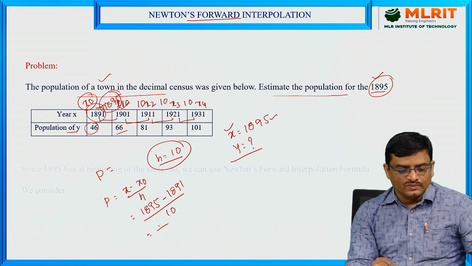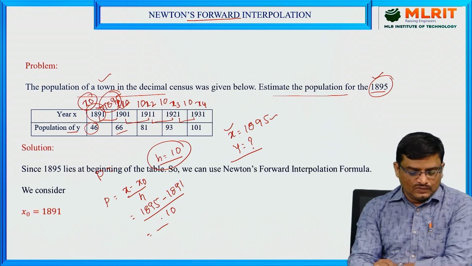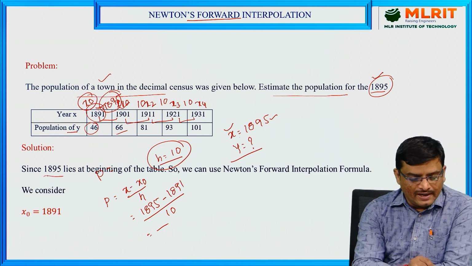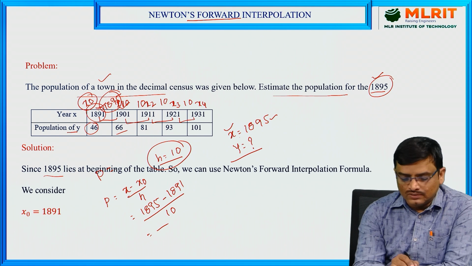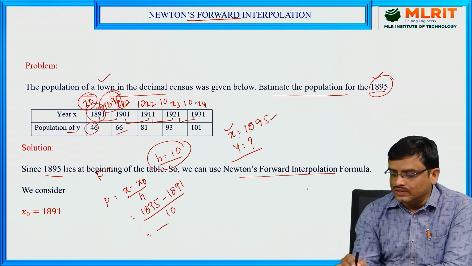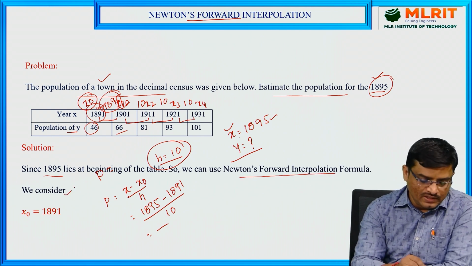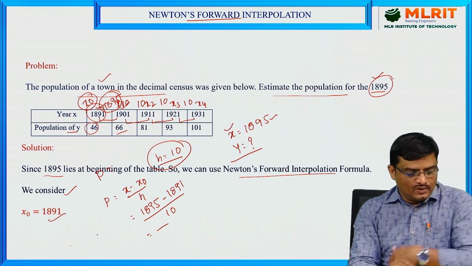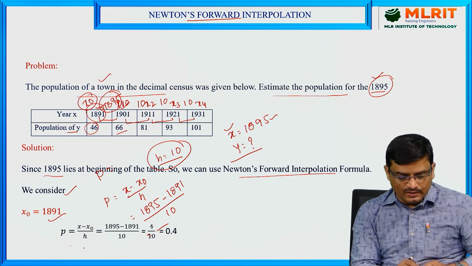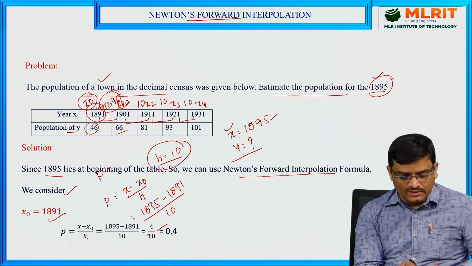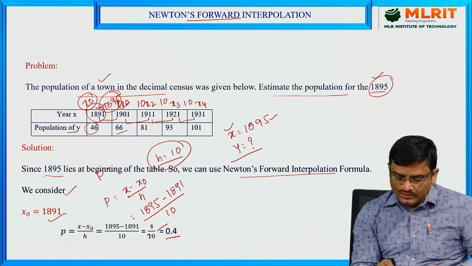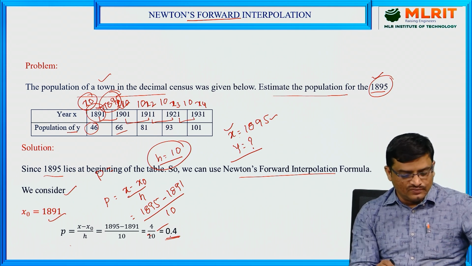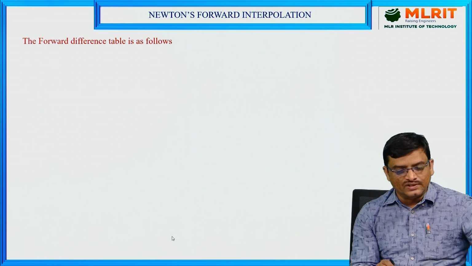So here, 1895 lies at the beginning of the table. As already discussed, we have to use Newton's forward interpolation formula. So we consider the initial value x0 as 1891. Now we'll find the value of p. We got p equal to (x minus x0) by h, whose value is 0.4. Now the p value is 0.4. Now we are ready to construct the forward difference table here.